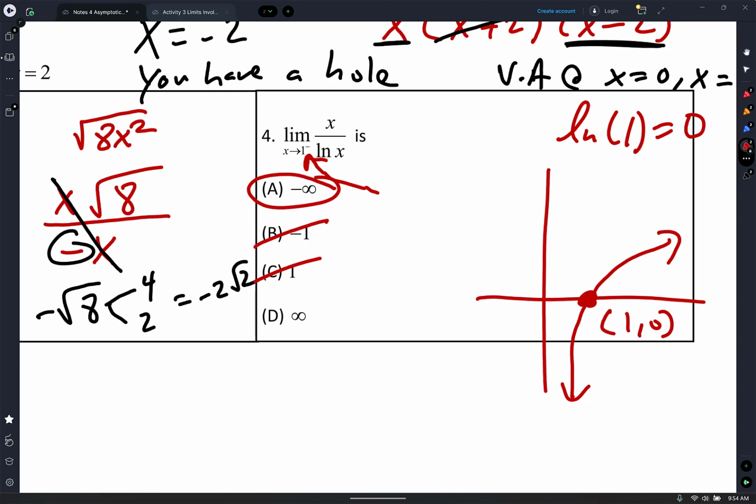Natural log. It's just a function, logs. It's log base e of x. ln x is log base e of x.